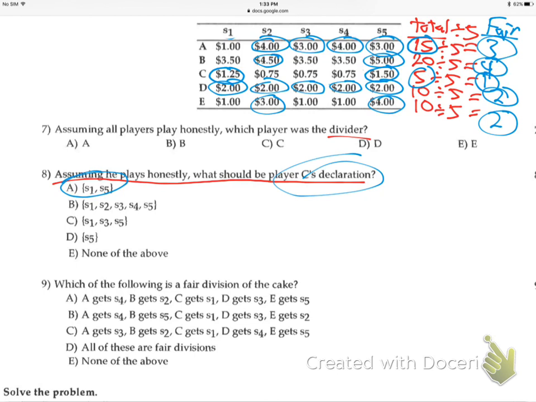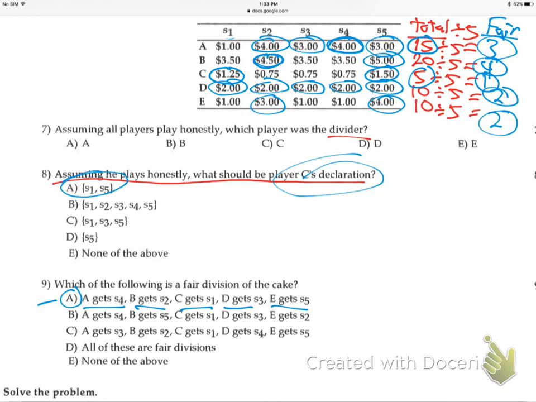So here comes the question. What's a fair division of the cake? Well, let's try it out. I'm just going to go through and try them out. A gets S4. Is that fair? Does A want S4? Yeah, that's fair. B gets S2. Is that fair? Yeah, B likes S2. C gets S1. Yeah. D gets S3. Yeah. E gets S5. Yeah, that's fair.